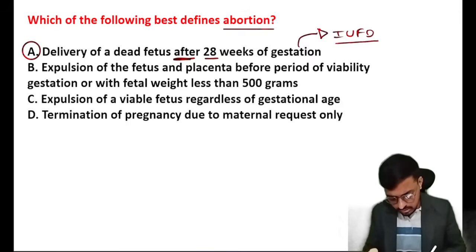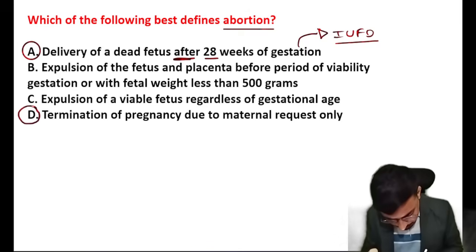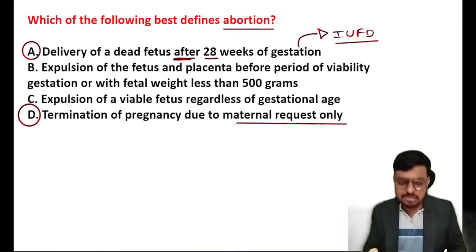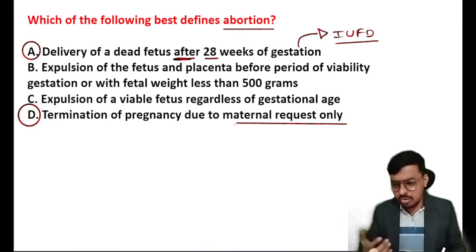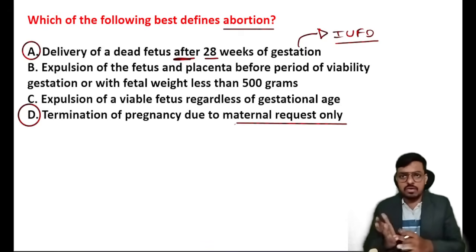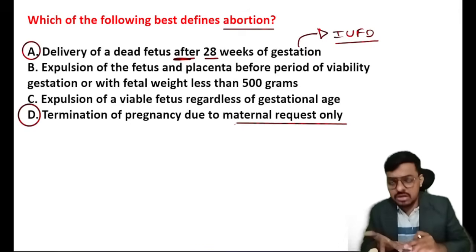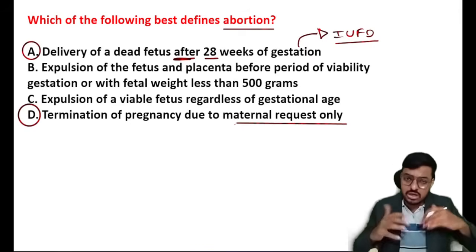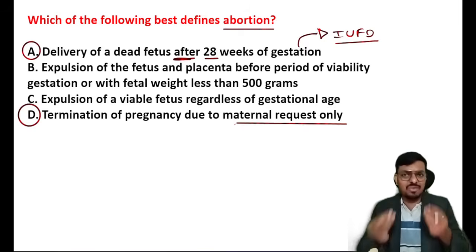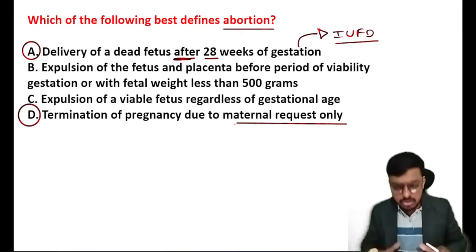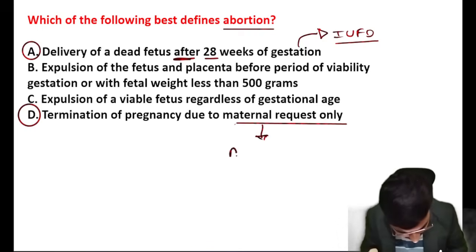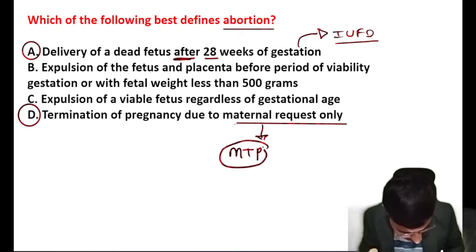Okay, then comes option D, the termination of pregnancy due to maternal request. Beta, if a mother comes to a gynecologist or obstetrician and requests that she doesn't want to continue the pregnancy, because that pregnancy may have happened due to contraceptive failure, rape, or incest, or may be life threatening to her, and she comes to the OPD and requests termination of that pregnancy, this particular scenario we call medical termination of pregnancy. This is MTP.